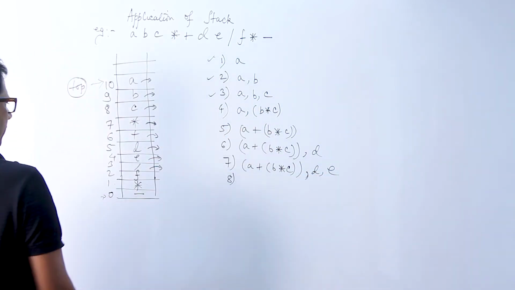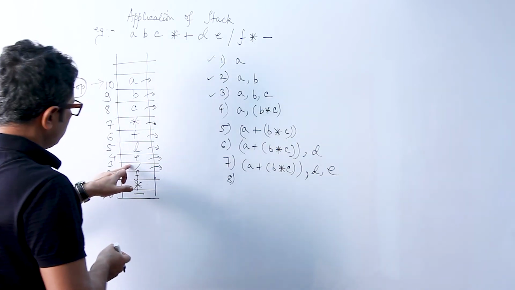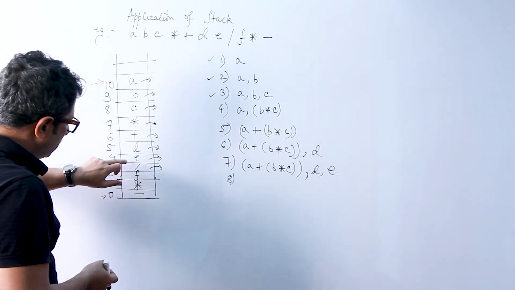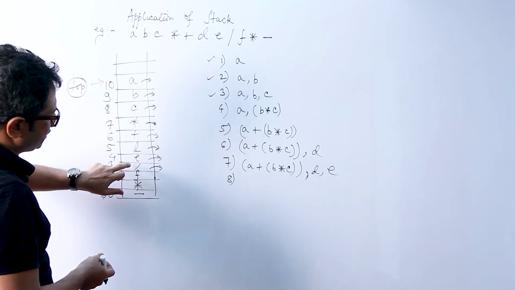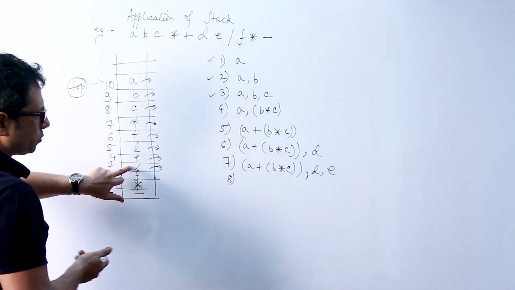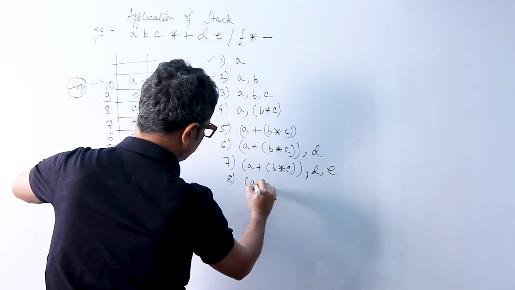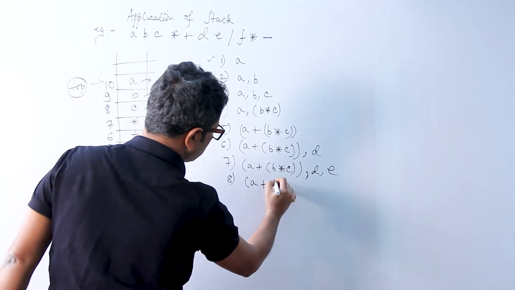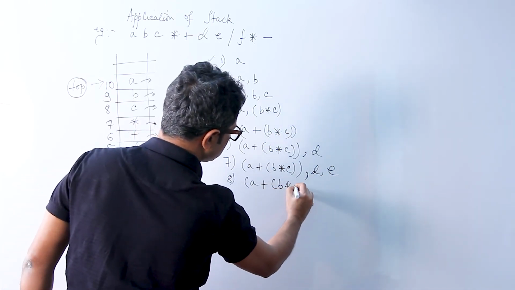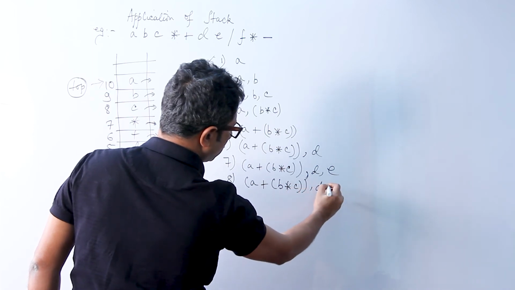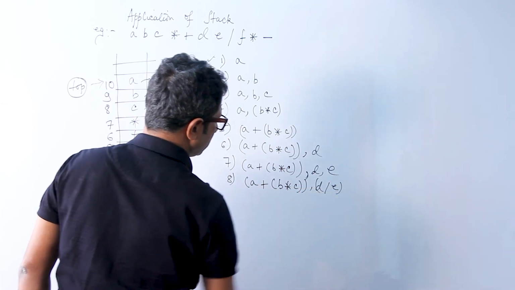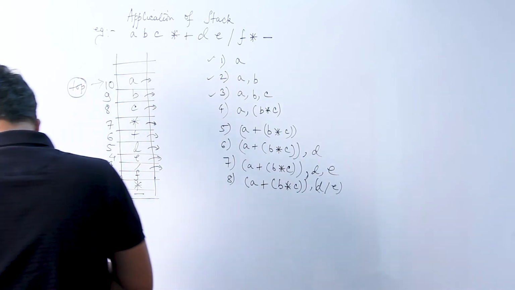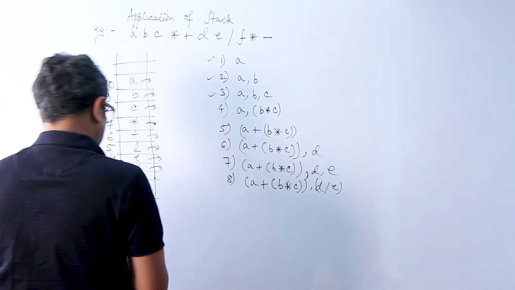So D and E. Now we will perform the division operation with this slash operator on these top two elements, giving A plus B star C, comma D slash E. So this is the operation we are going to perform.